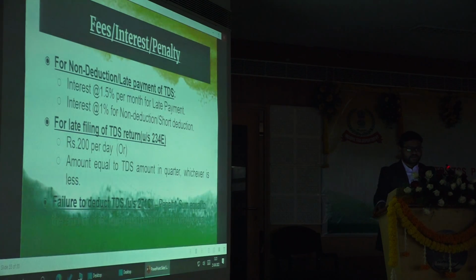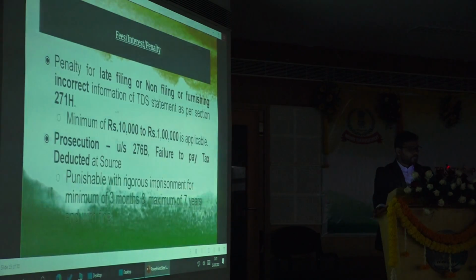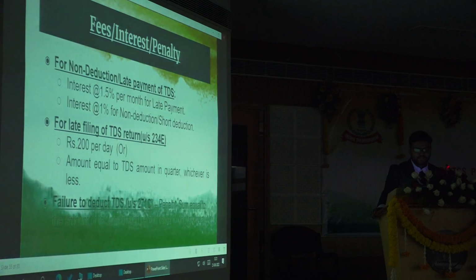Fees and penalty are different here. So for non-deduction and late payment of TDS, interest is different, fees is different, penalty is different. For late payment, interest is 1.5%, and for non-deduction, meaning we didn't deduct at all, that is 1%. For late filing of TDS returns under section 234E, there are two things in this: one is fee and second is penalty.